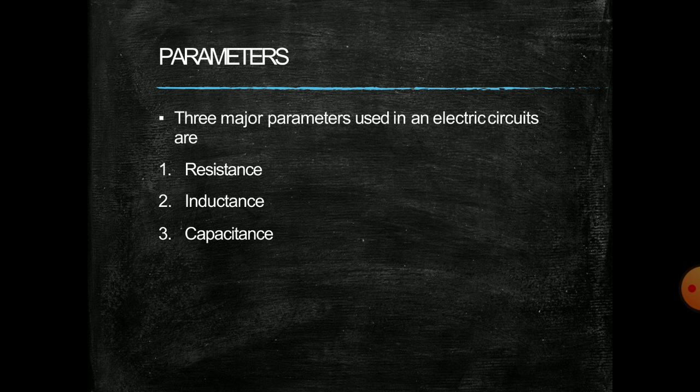Next part, parameters. Three major parameters used in electric circuits are resistance, inductance and capacitance. I have given an example of how resistance, inductance and capacitance work. Resistance always consumes power at the same instant it gets the power from the sources, voltage and current.